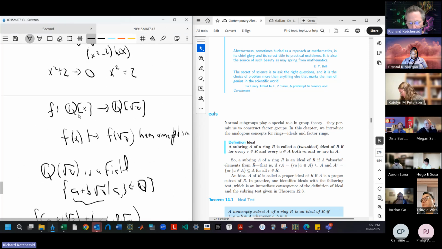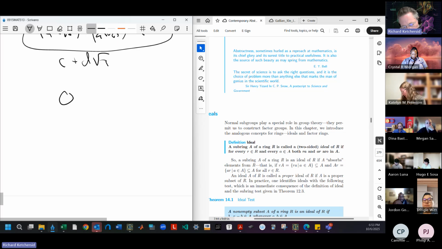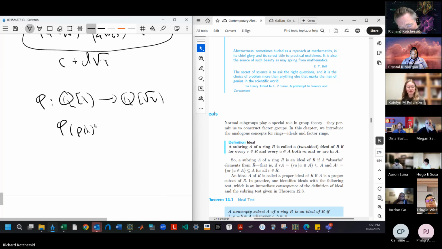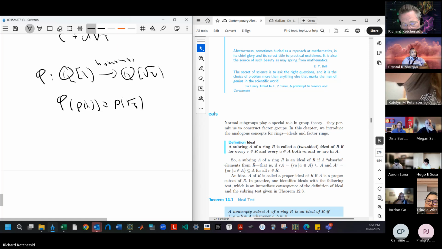But my point here is that this is a homomorphism because we know this is a field. So I'm taking Q[x] and I'm embedding it into Q(square root of 2), using phi of p of x equals p of square root of 2. Well, this is a homomorphism. We just showed that a minute ago. What is its kernel?